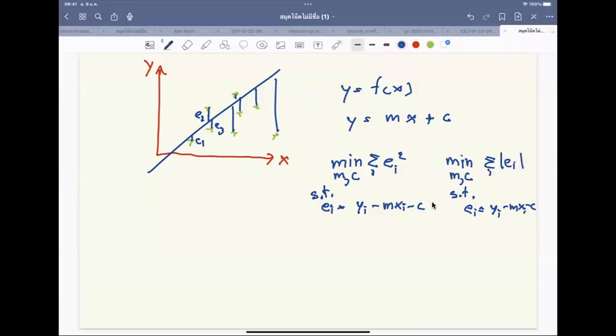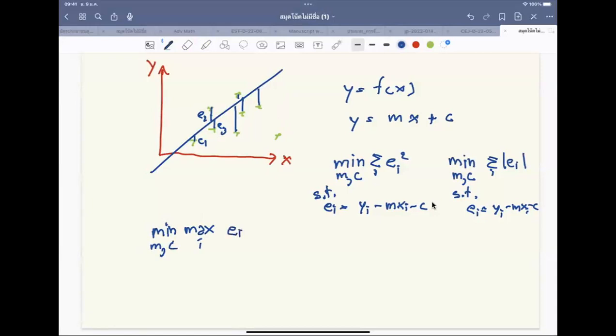Okay, so we can formulate the problem this way. Minimize. Oops, I did something wrong. Okay. We want to minimize the problem. Okay, max over i of Ei. We try to minimize the maximum error.